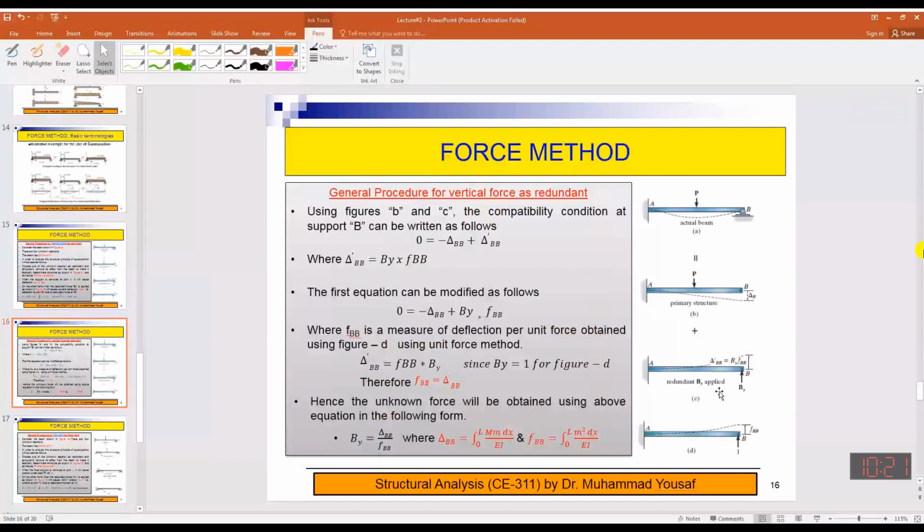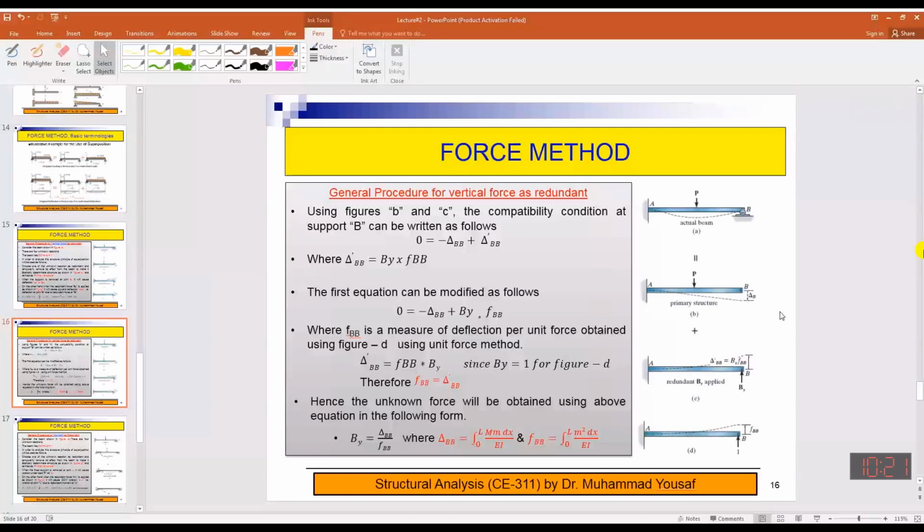And now you can find that delta dash BB as flexibility and BY, and BY can be delta BB over FBB, or delta BB can be found from the concept of a unit load method, and this is very easy. So this is regarding the situation when you have considered the linear force as redundant.